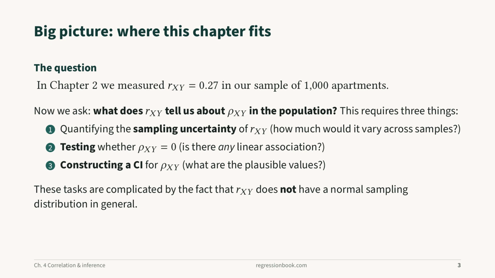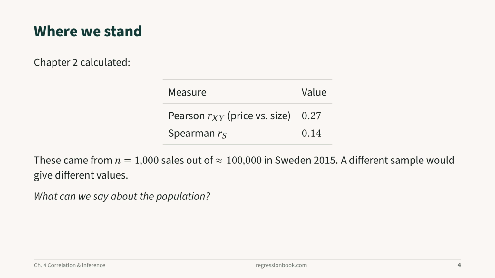One complication drives the whole chapter. The sample correlation does not have a normal sampling distribution in general. Here is where we stand.